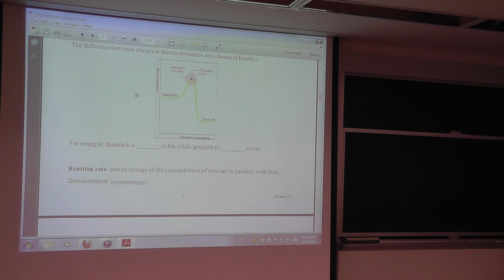We looked at the difference between thermodynamics and kinetics, and we said that the diamond is so I want you to fill in the blanks with thermodynamically or kinetically.